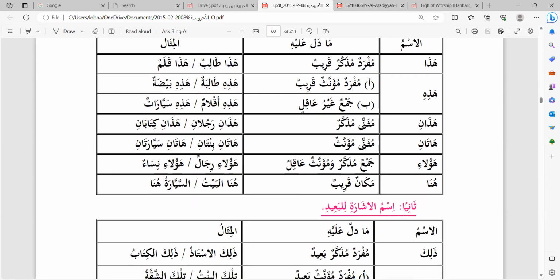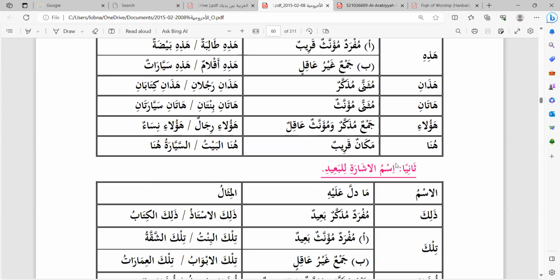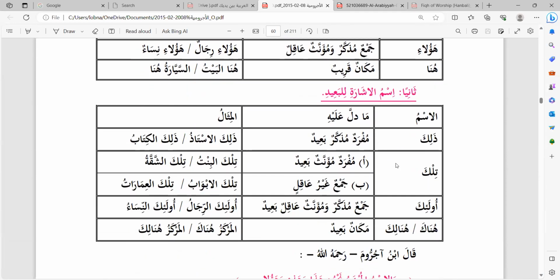Then you have أسماء الإشارة للبعيد, the second one. Just let me know if this is easy. If it is difficult, inshallah. Is everybody on the same page? نعم. جيد. So you have a word in the Quran, ذلك الكتاب, okay? So ذلك is something that's typically used for بعيد, something that's far. مفرد, مذكر, بعيد, i.e. it is singular, masculine, and far.